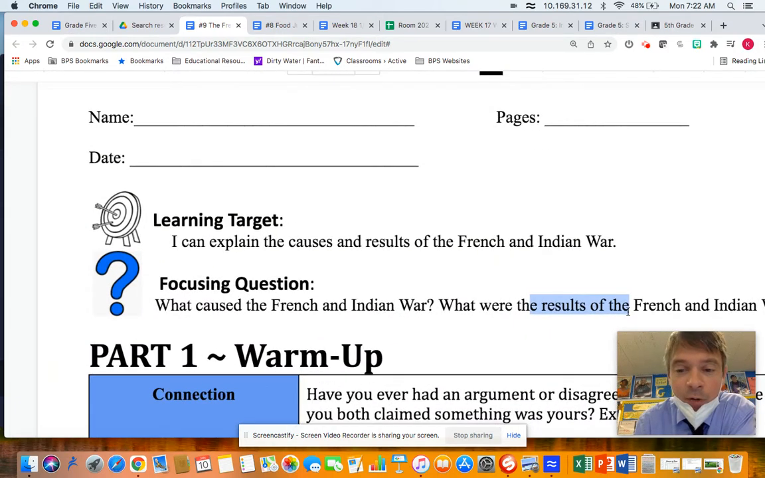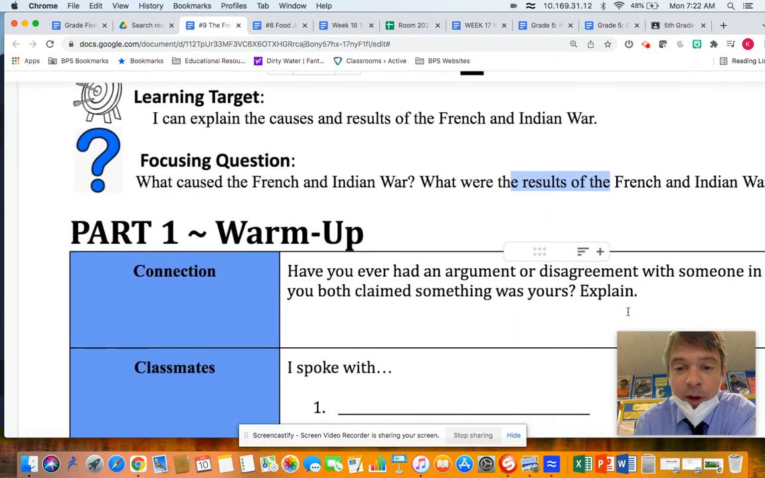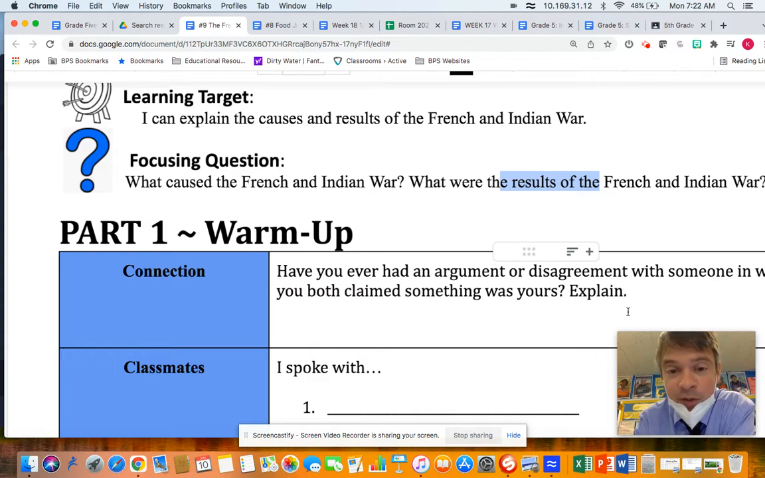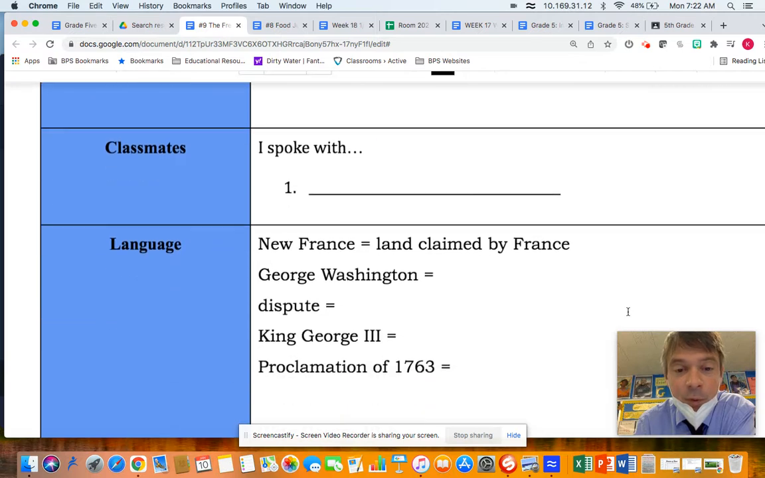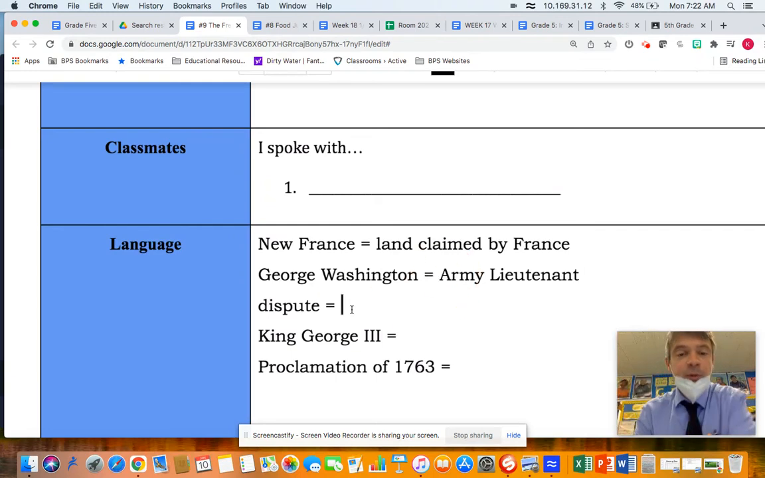Okay. We've already gone through the connection when you talk about if you had an argument or disagreement with someone that you know and you've both claimed something as yours. We went through the language. I'll put it again. George Washington, not the president yet. He's an army lieutenant, meaning he was one of the leaders of the colonist army, the 13 colonies which were part of England. Okay, and a dispute is a conflict or a problem.